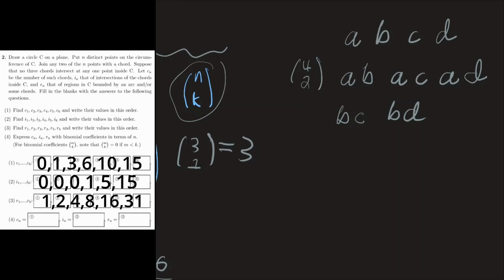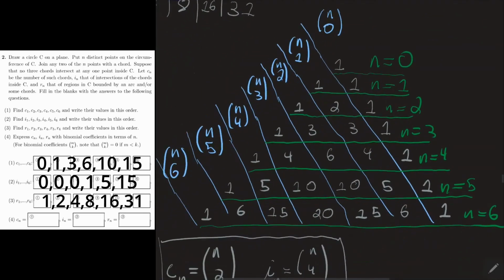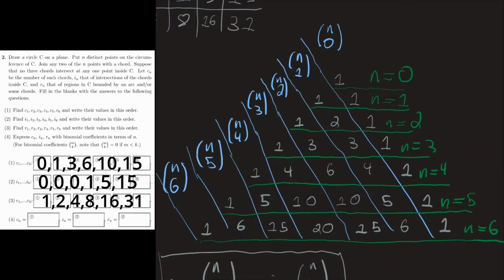And hopefully you can see how this can get pretty difficult to figure out with brute force once the numbers get pretty big. Like let's say I did 7 choose 4. You have to manually list out a lot of different combinations to find what this equals to. So instead, what we can do is use this thing right here, which is called Pascal's triangle.